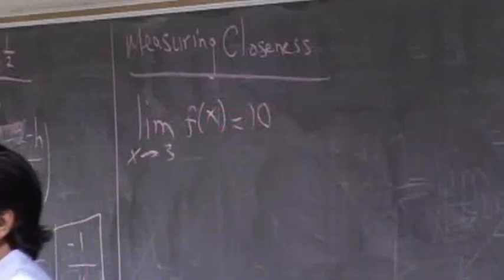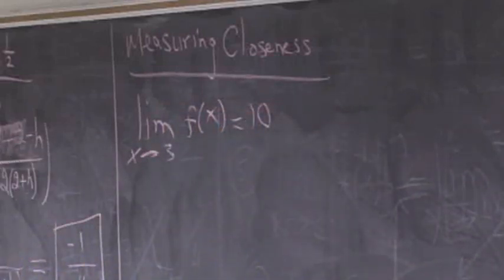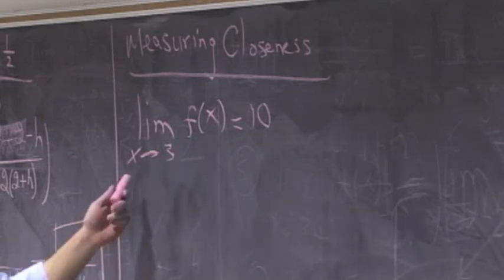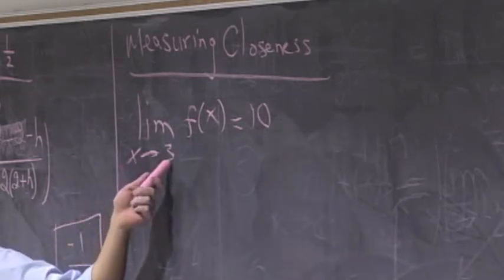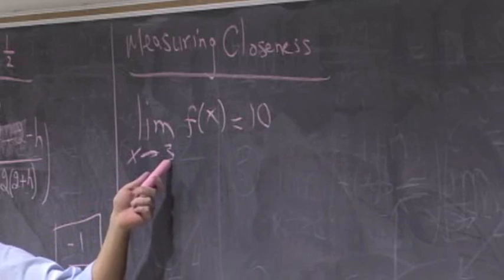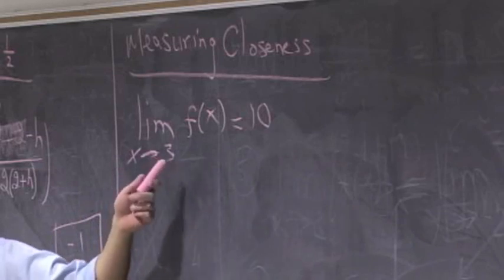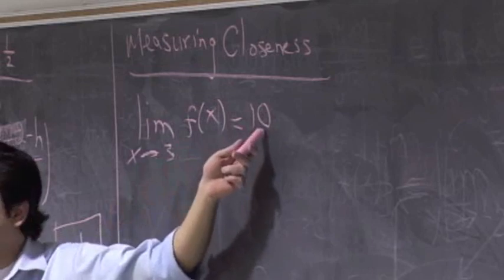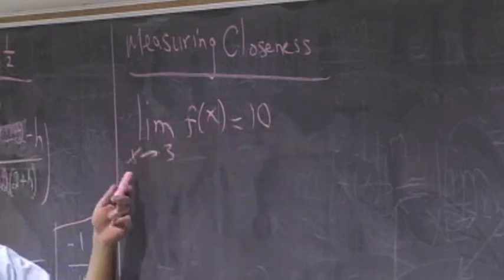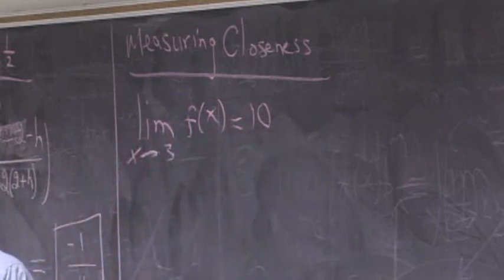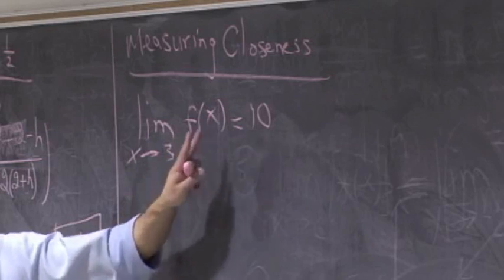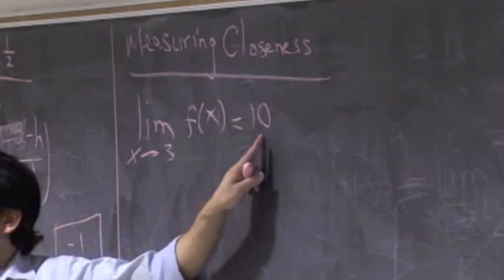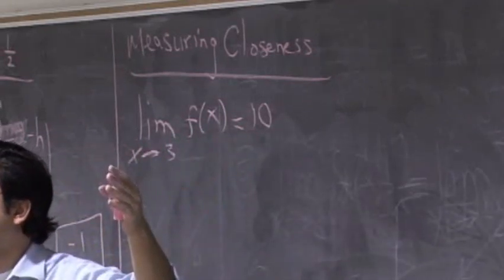means what? Means I can make f of x as close to 10 as I want by making x close enough to 3, right? That's what it means. I can make f of x as close to 10 as I want by making x close enough to 3. See, that's not good enough, because I want to know, say, if I want to make f of x within 0.1 away from 10, right?